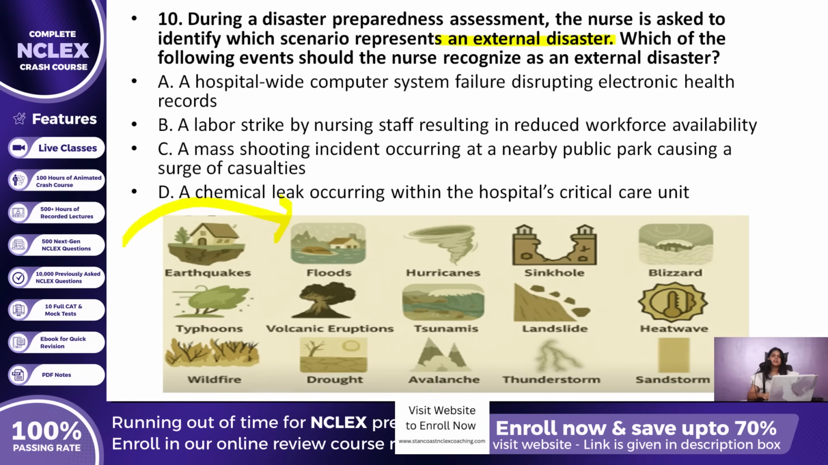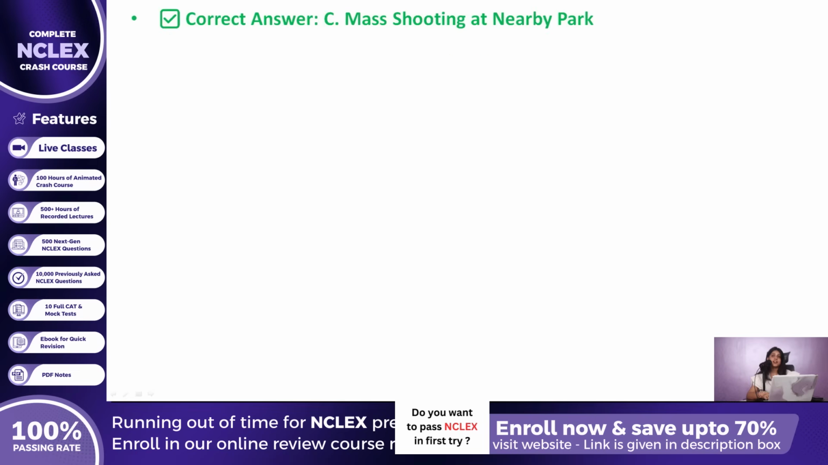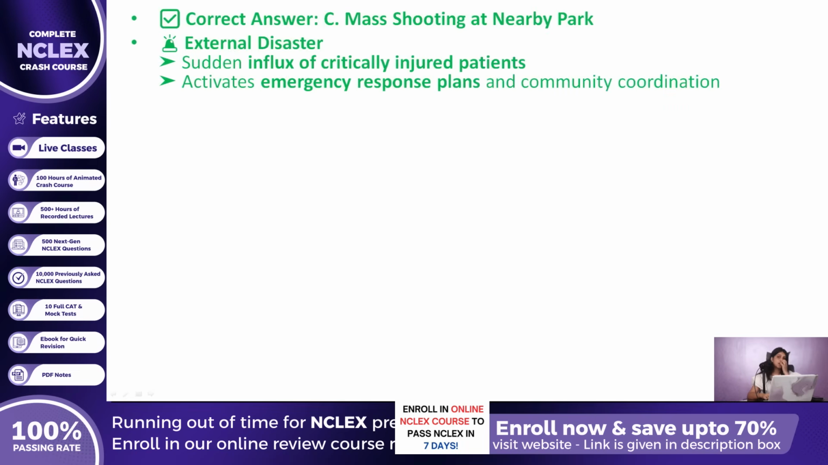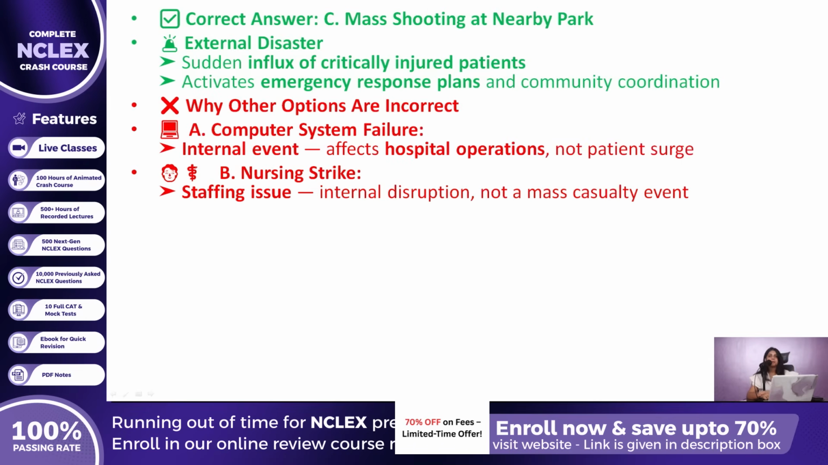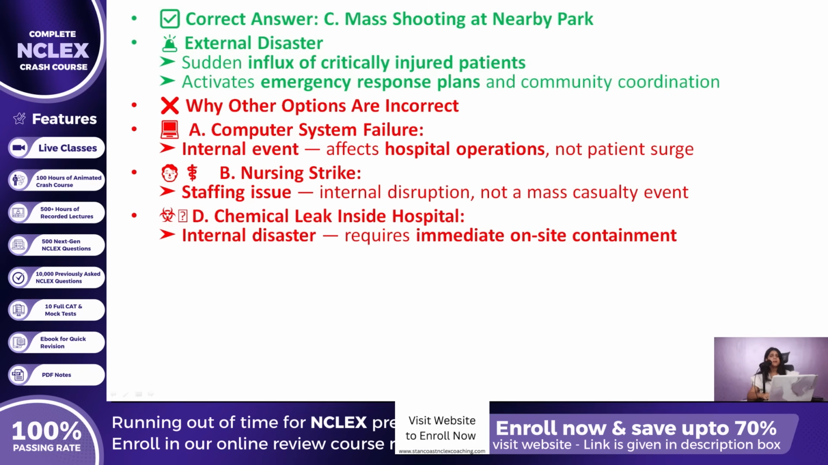The correct answer is C, because a mass shooting at a nearby park is an external disaster that causes a sudden influx of critically injured patients, triggering emergency response plans. In contrast, option A, a computer system failure, and option B, a nursing strike, are internal events affecting hospital operations or staffing. Option D, a chemical leak inside the hospital, is also an internal disaster requiring immediate containment to protect those within the facility.